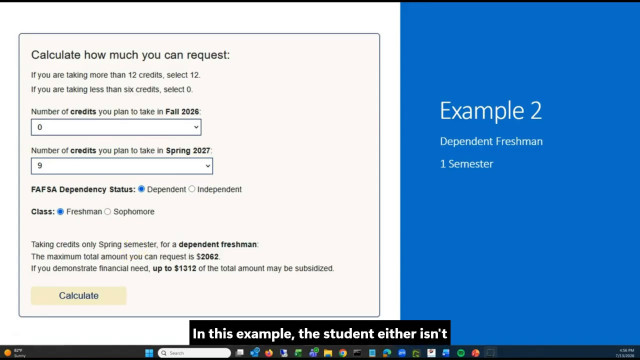In this example, the student either isn't attending or isn't borrowing in the fall semester, and therefore has 0 credits listed for fall. The calculation for a single semester student is slightly different than for a full year student, but our calculator automatically triggers the correct calculation depending on whether there are credits listed for each term. You can see here that the calculator lists only what the student will receive for spring semester.